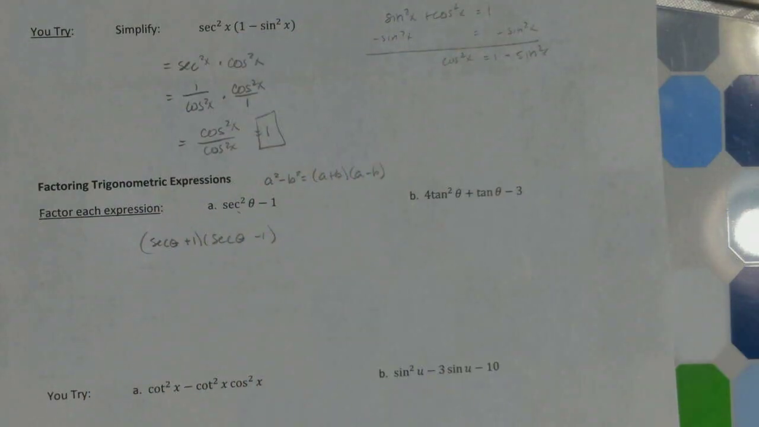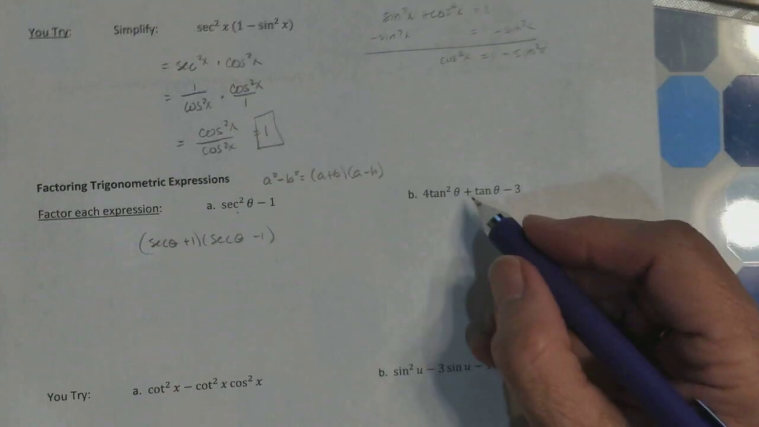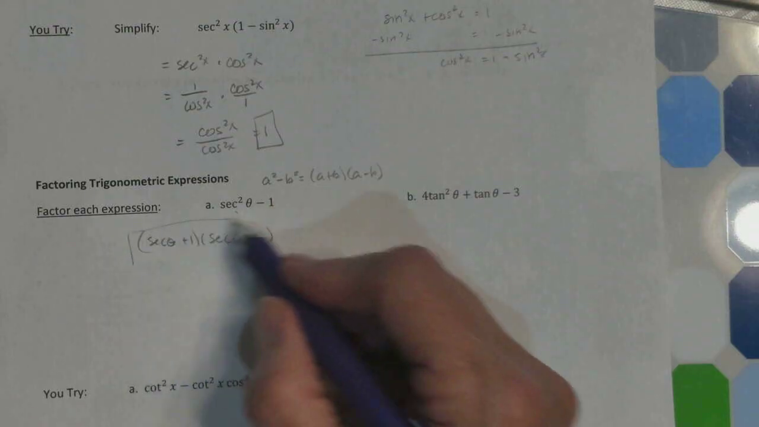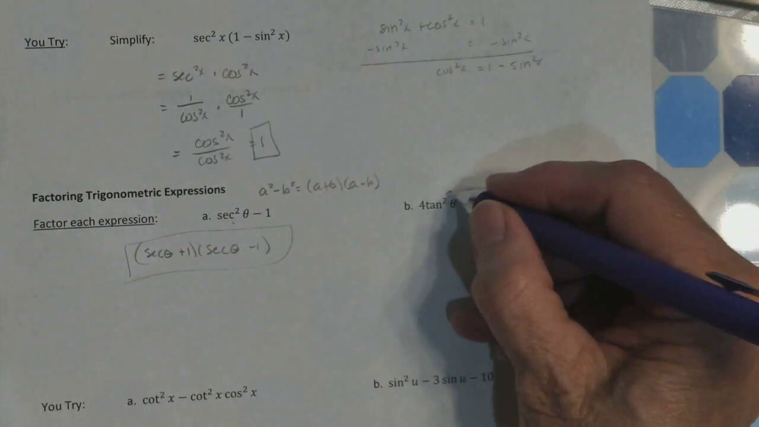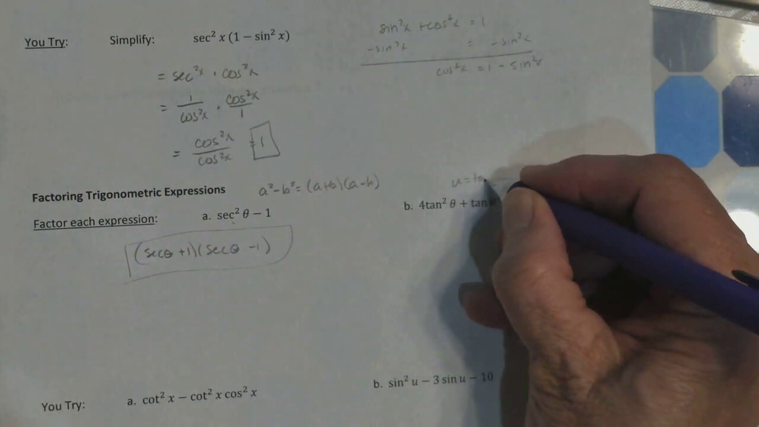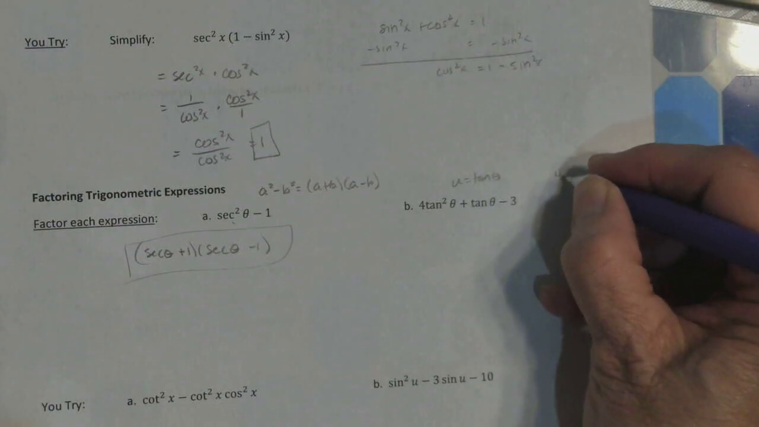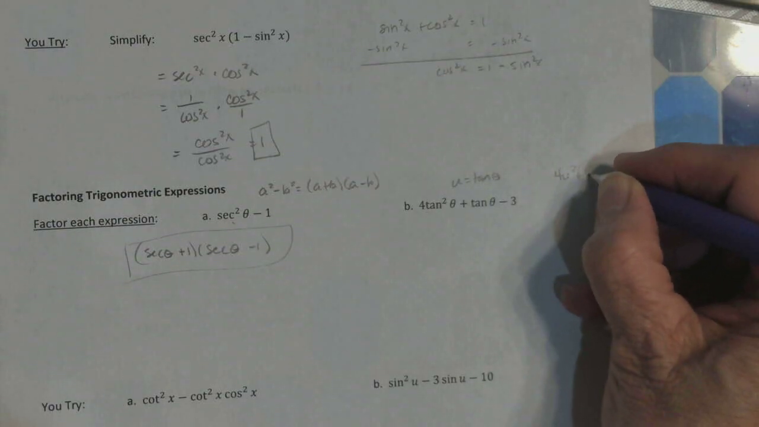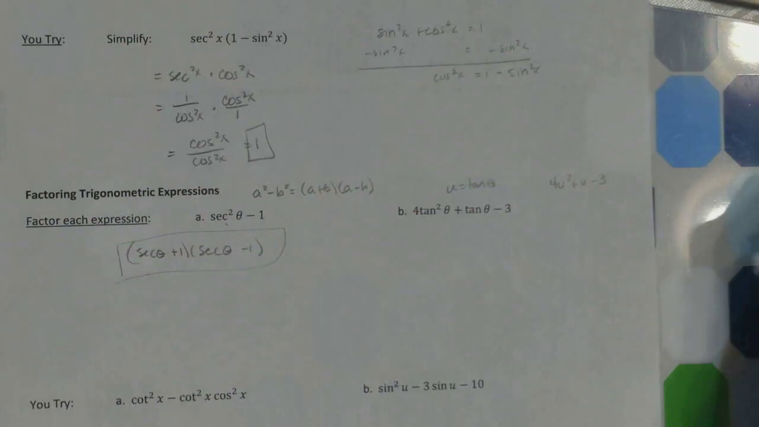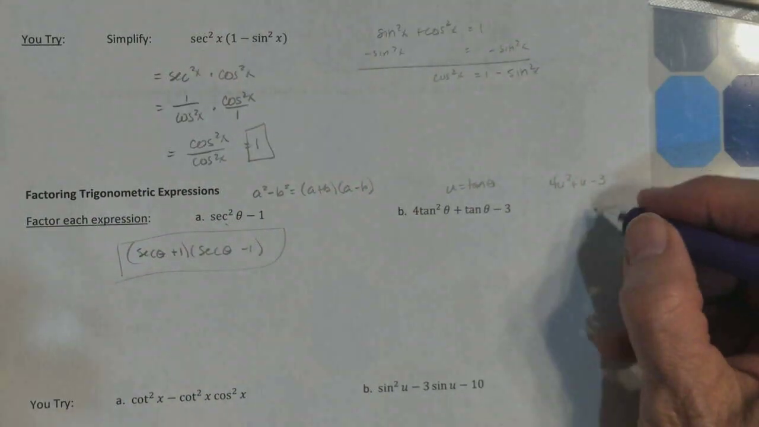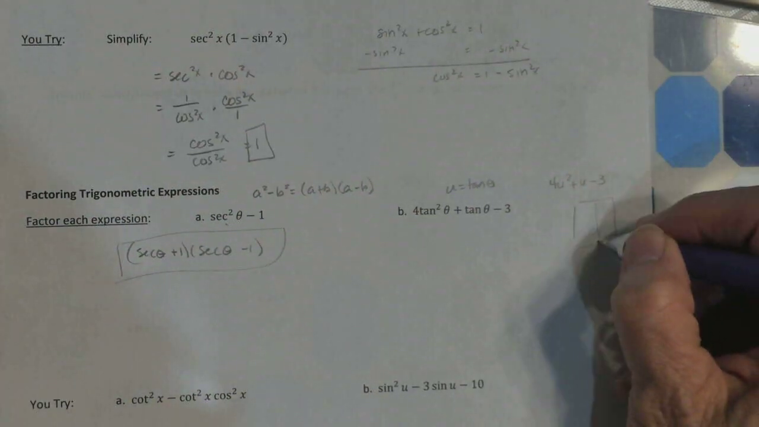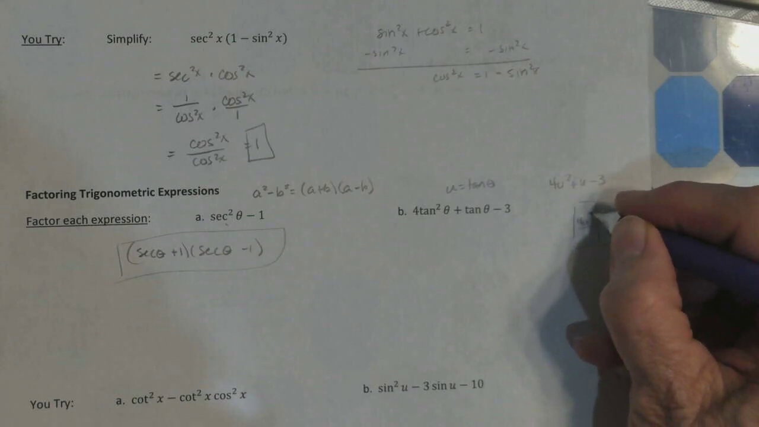Alright, so the next two say to factor. This is technically difference of squares, which we learned as a squared minus b squared is equal to a plus b, a minus b. So here, I'm going to have secant theta plus 1 times secant theta minus 1. And it's done. It just asks you to factor it.